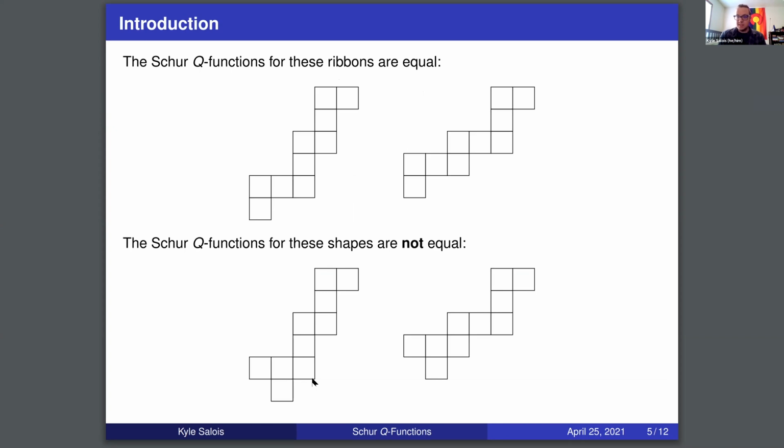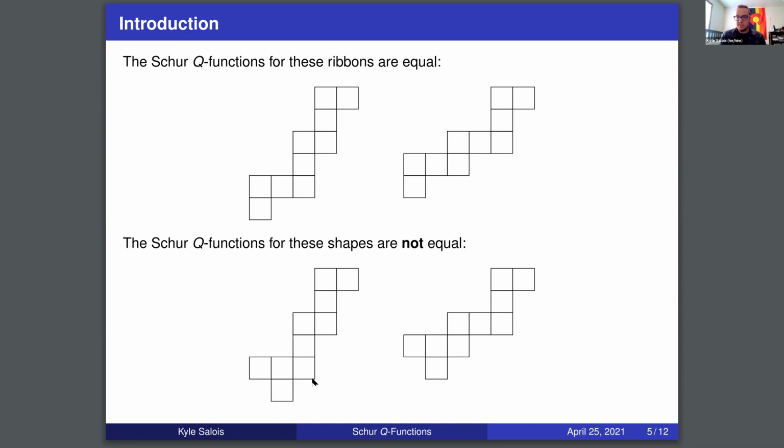What Marie Gillespie and I noticed was that even with these simple ribbons that are equal to each other, the way of putting together ribbons and composing them does not extend once you are past the ribbon case. In the diagram below, the only thing we've done is move that box over by 1. It breaks the fact that it's a ribbon.